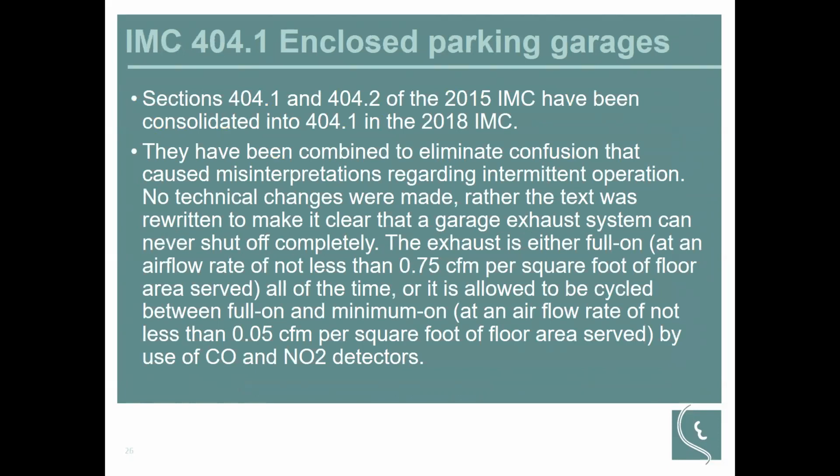So if we switch over to the International Mechanical Code, here they've consolidated the two requirements from the 2015 version into a single requirement in the 2018 version. Here, the text calls out a full capacity airflow rate of not less than 3/4 of a CFM per square foot of floor area served, continuous, or it can be cycled between that high airflow rate and a lower airflow rate of not less than 0.05 CFM per square foot of floor area. And here using carbon monoxide and NO2 sensors to determine when it needs to switch between the lower airflow rate and a higher exhaust rate.